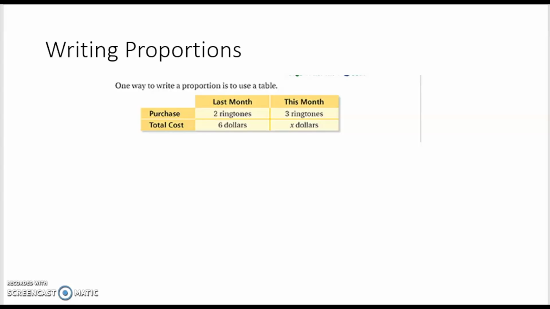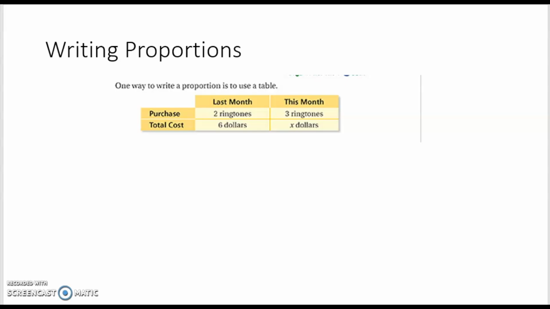Okay, students, we're going to continue looking at proportions. And so we just learned how to tell whether or not two ratios were proportionate to each other. Now we're going to learn how to write and solve a proportion. So a lot of times we're getting information from word problems or from tables, and we are told that we're looking at values that are proportional.